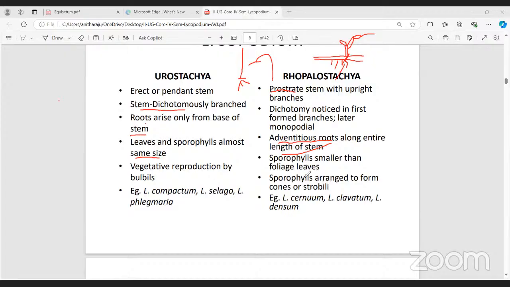That is the difference between Rhopalostachya and Urostachya. Vegetative reproduction takes place by bulbils. The sporophyll arrangement is not given to any vegetative reproduction; mainly vegetative reproduction is present in Urostachya. Sporophylls are arranged to form cone strobili. That means the main reproduction takes place by cone or strobilus in Rhopalostachya. So these are based on the structure of Lycopodium. They can be classified into two subdivisions, Urostachya and Rhopalostachya.